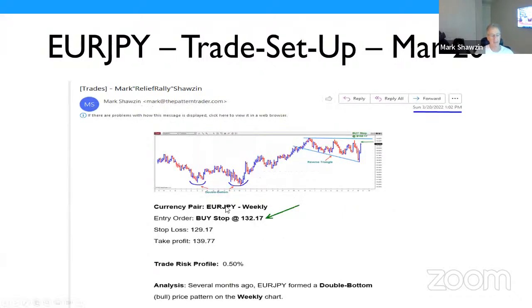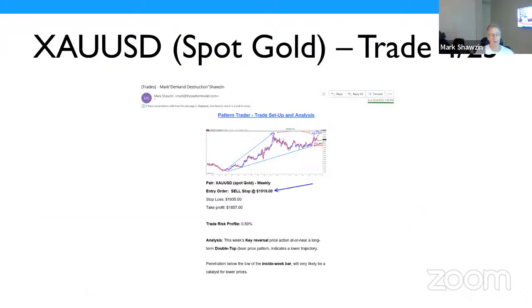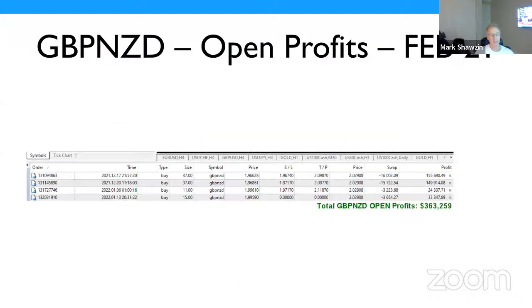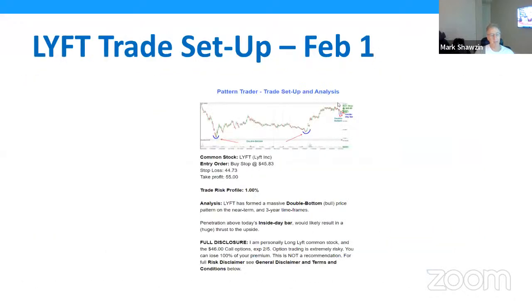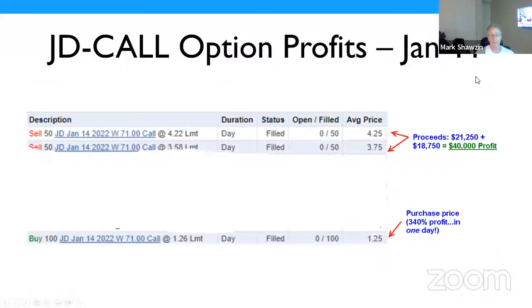Then I also said buy the euro versus the yen, and based on certain trades in those markets, I made a boatload of money in those yen pairs. So I trade all kinds of things. This is another gold, and on and on. This is the pound New Zealand, and so you get the idea. So this is what I do on an ongoing basis.